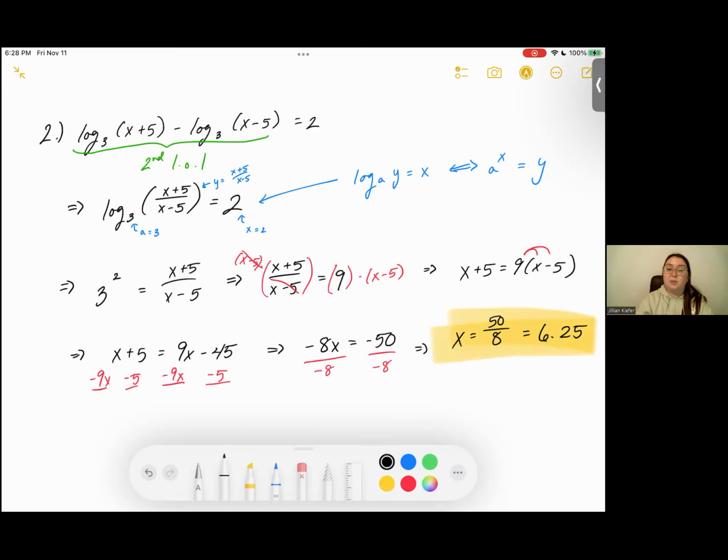So in this case, for problem number 2, we wanted to solve for x. We weren't given any specific rounding instructions, and it was just 6.25, so we could just write 6.25 in this case. But this is how we would solve a problem like this.